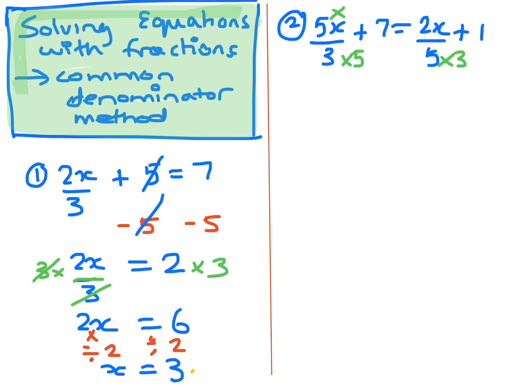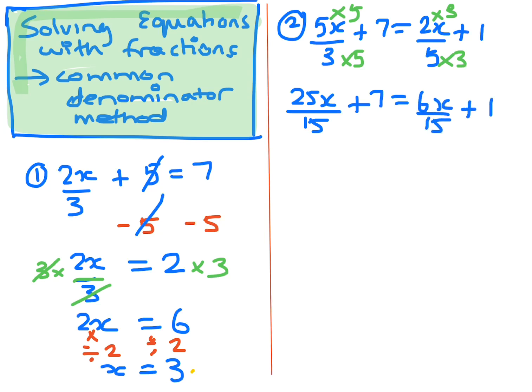Now, with a fraction, to keep it the same fraction, what you do to the bottom, you do to the top. So you multiply the top by the same number. 3 fives are 15, so you've got to times the top by 5 because you times the bottom by 5. And 5 threes are 15, so you've got to times the top by 3. So let's just simplify that now. You get 25x on 15 plus 7 equals 6x on 15 plus 1.